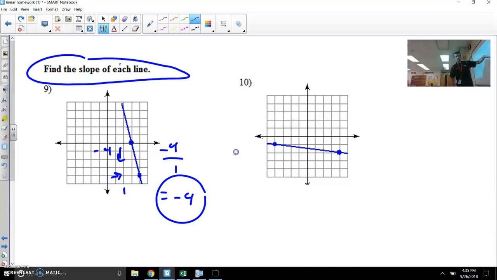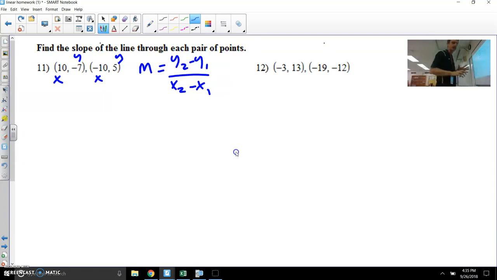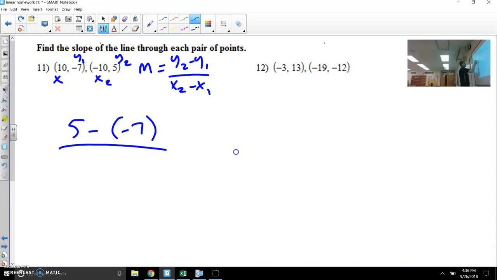Check out 10, see if you can write number 10 slope, and we'll check your work tomorrow. You'll need the slope formula, which I hope you have memorized, y2 minus y1 over x2 minus x1. So we're kind of labeling this. This is x, this is y, this is x, this is y. And so we need to make sure we know which values go into the formula in which place. So when it's saying y2 minus y1, that's the second y minus this first y. 5 minus -7. This is the second x minus the first x, -10 minus 10.